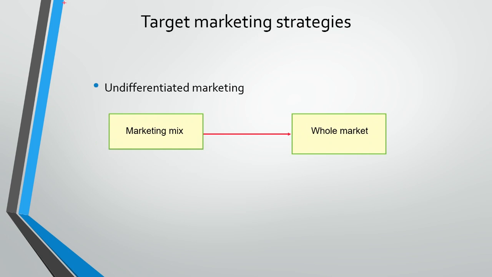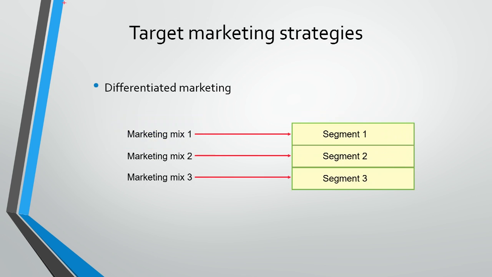The first one, undifferentiated marketing strategy. This strategy means that your company only promotes a single product and uses this product and its marketing strategy to attract consumers in the whole market. So when you think that there is little difference among all the segments, you may consider using this strategy.